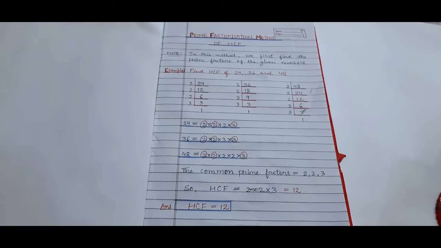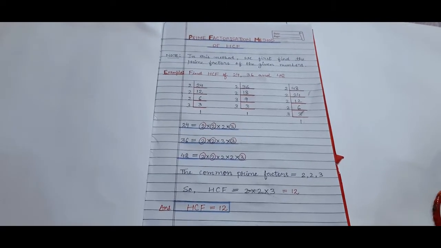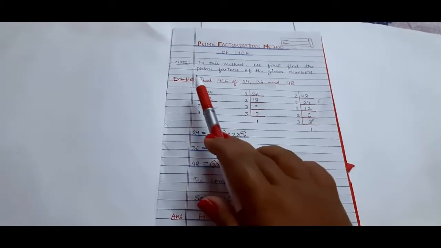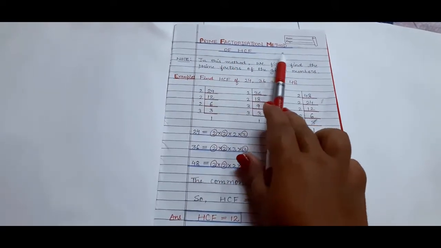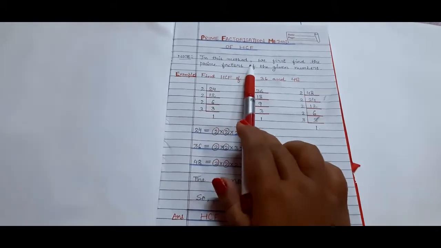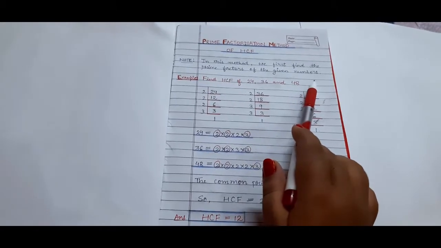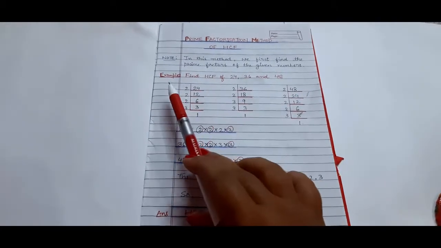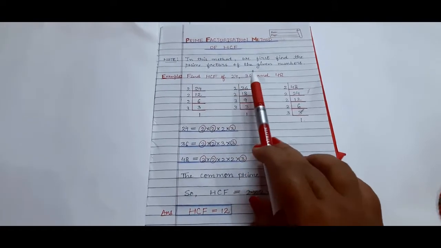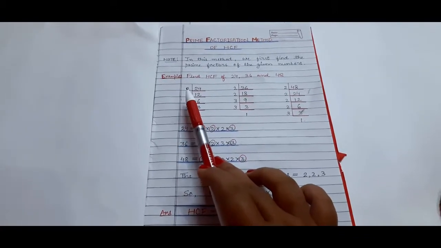Good morning, children. Today in this video, I will explain to you the second method of finding HCF, that is the prime factorization method. See, prime factorization method of HCF. In this method, we first find the prime factors of the given numbers. Okay, so now we will take an example. Find HCF of 24, 36 and 48. See how to solve it.